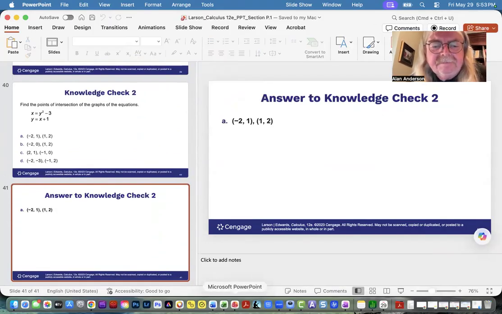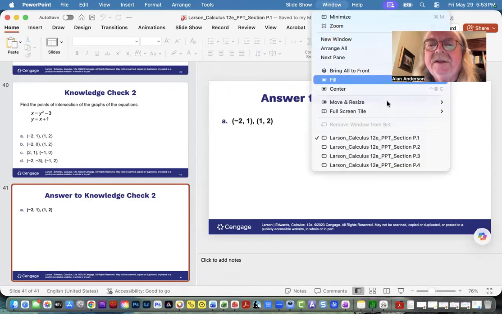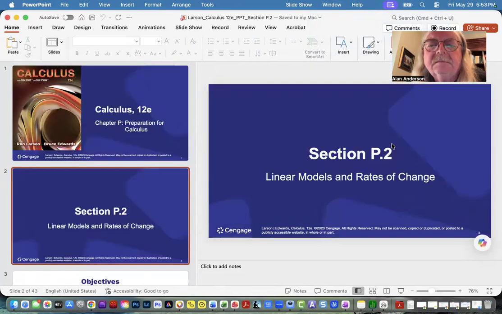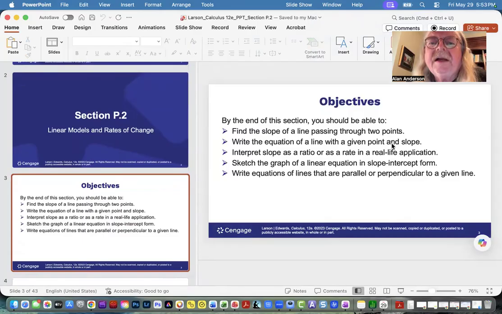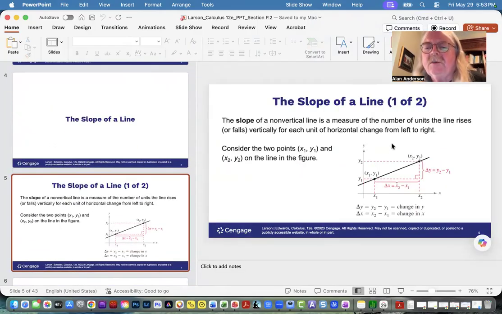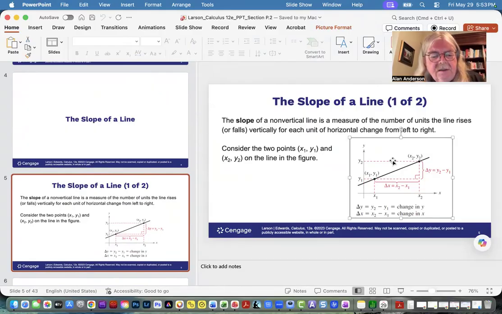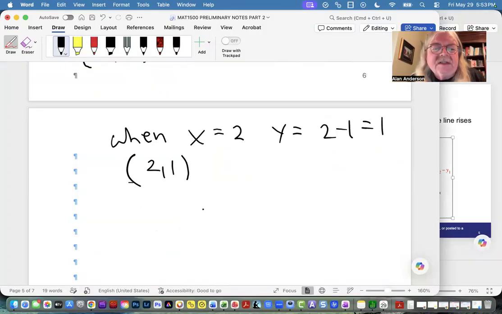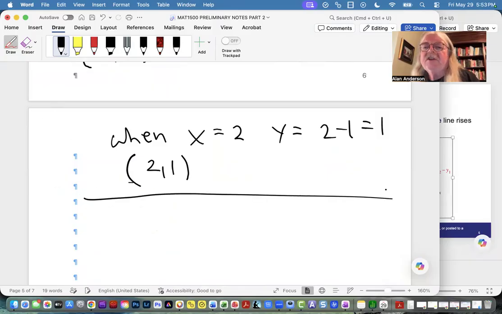Part 2 of the preliminary notes is all about linear models and rates of change. Now, of course, they're reviewing here the slope of a line. I don't know if you've forgotten how that works. I doubt it. But they just want to remind you that what the slope actually represents is the rate of change of y with respect to x.